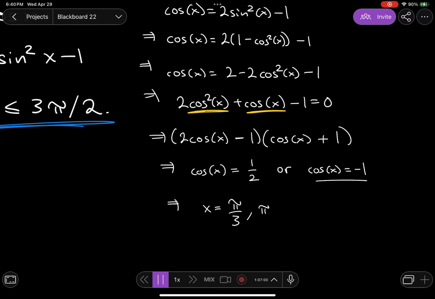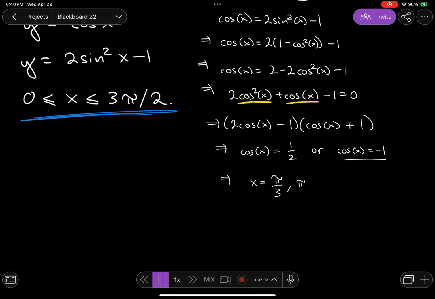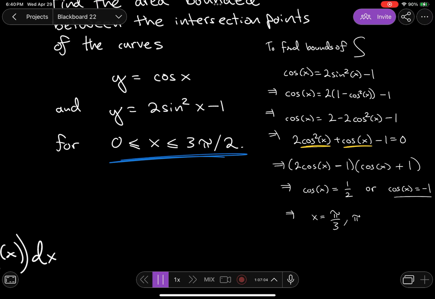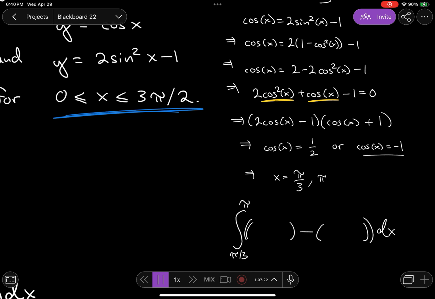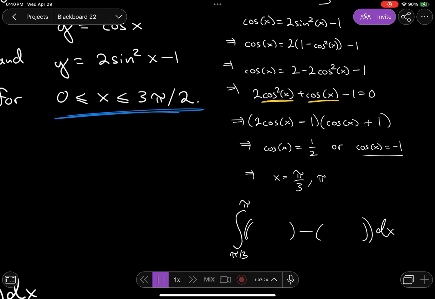So we just found our bounds of integration. Now what we need to do is check which function is bigger than the other. So we know our integral looks like this. Pi thirds to pi. I just don't know which one's going to come first, right? And what I need to do is write the bigger one first. So what I could do is simply test a value between these two numbers and plug it into our two functions and see which one's bigger. It's easy as that. So I'm going to use pi halves.